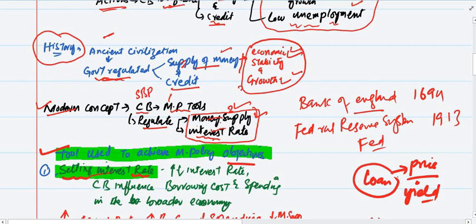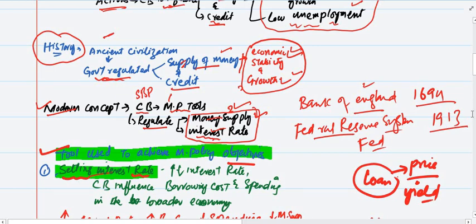Now, if we trace this back to the late 19th century and early 20th century, when central banks were established in many countries, for example, the Bank of England, which was established in 1694, and the Federal Reserve System in the USA, which was established in 1913.